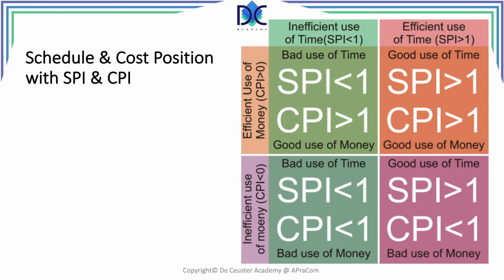So we can look at those elements. We can combine those. SPI smaller than 1 with CPI larger than 1 means that we are behind schedule, but we're spending less than planned. On the other side, SPI larger than 1 means that we are going faster, but we are spending more money. So this is another way to deduct the schedule and cost position of our project.